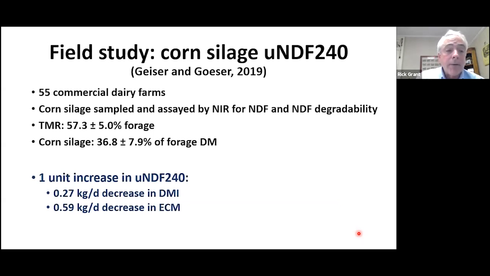So the TMR was about 57%, plus or minus 5% forage. Corn silage was about 37% of the dry matter, plus or minus 8. And as you look at their results here, for every unit increase in uNDF240 in the corn silage only in these TMR, you can see they saw about a 0.3 and about a 0.6 kilo per day decrease in intake and energy corrected milk. All right, so about a little over a pound and a half decrease in energy corrected milk.